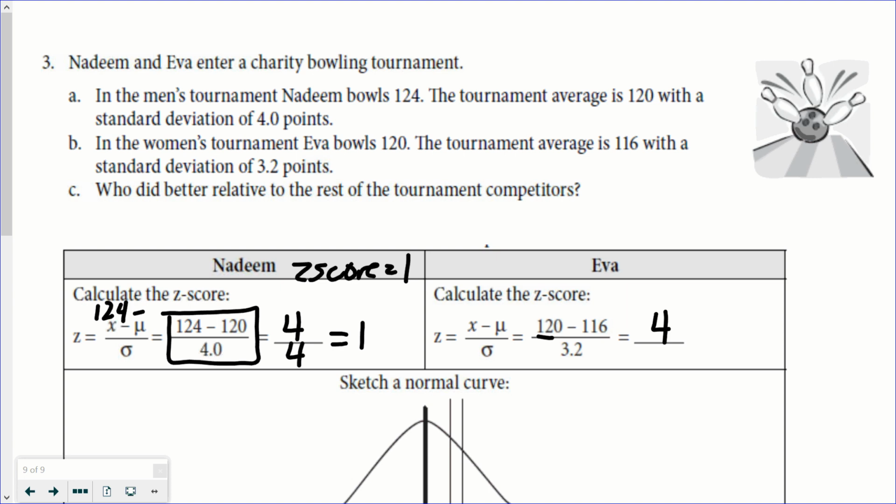Eva's Z score, so Eva's raw score was 120, the mean was 116, and the standard deviation of the women's tournament was 3.2. So Nadim's Z score, sorry, did I say Nadim there? I might have. Eva's Z score is 1.25.